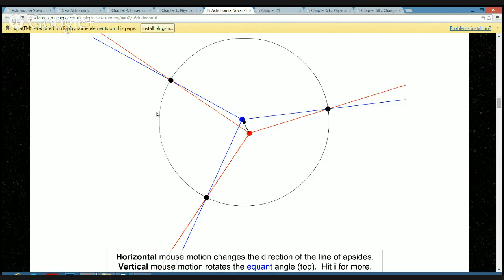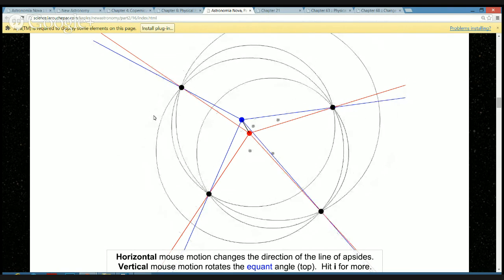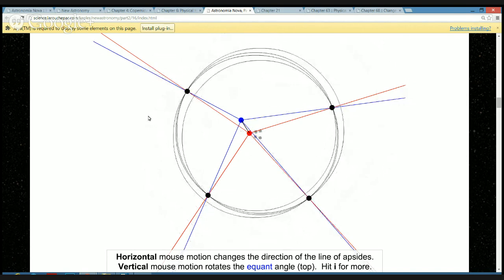Now, Kepler does not assume that the center is directly in between the sun and the equant. So he has to use 4 points. And that's why the vicarious hypothesis is so hard for him to calculate and determine.